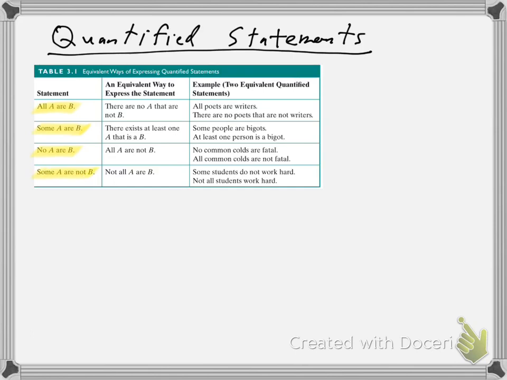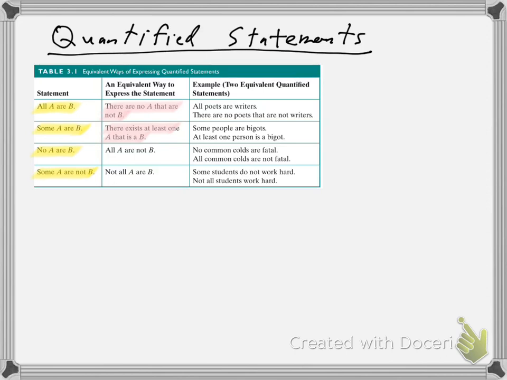Okay? So there are some equivalent ways we can say these in English. And those equivalent ways we could say them in English are, there are no A that are not B. Another way to say some A are B: some basically means that there's at least one A that is a B. Okay, at least one A. So you see the equivalencies here. All poets are writers. There are no poets that are not writers. Those are logically equivalent. They mean the same thing in English. Some people are bigots could also be said, at least one person is a bigot.